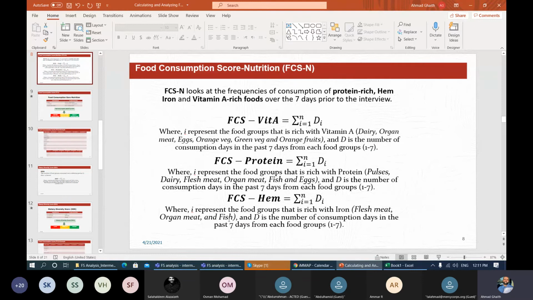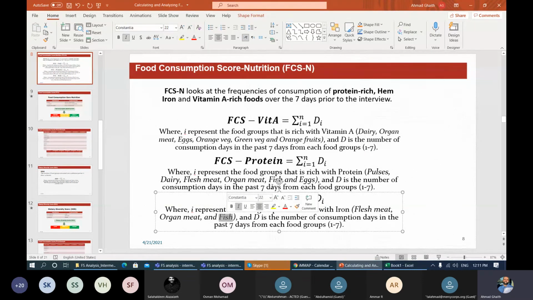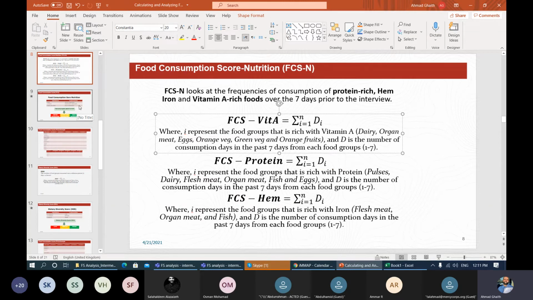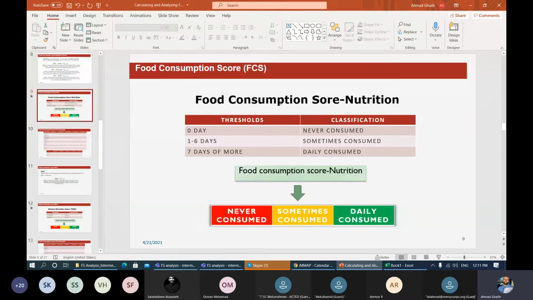And if somebody says they ate 3 days of fish, that will go towards heme and protein, but not vitamin A. So it overlaps because these are just foods that contain these things. And then we have, again, thresholds.